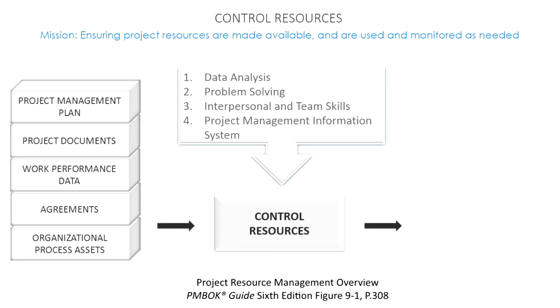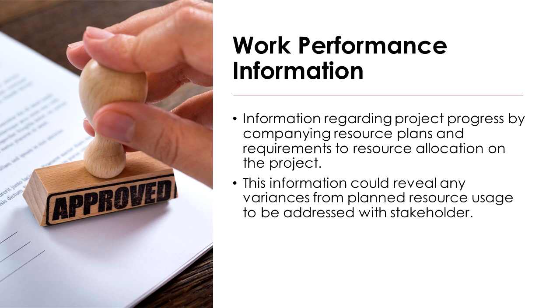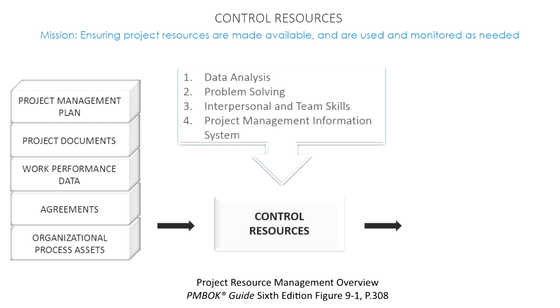The first one is work performance information. You got work performance data going in. You're going to get work performance information coming out, right? So based on your analysis of the work performance data, you get work performance information. You now know what resource availability is truly going to do to the project.